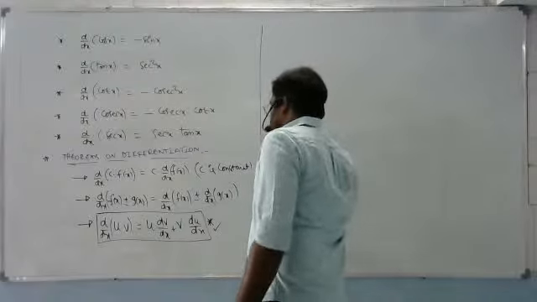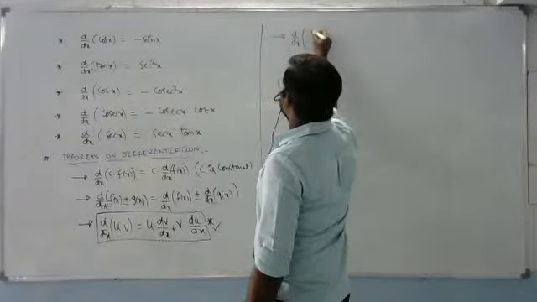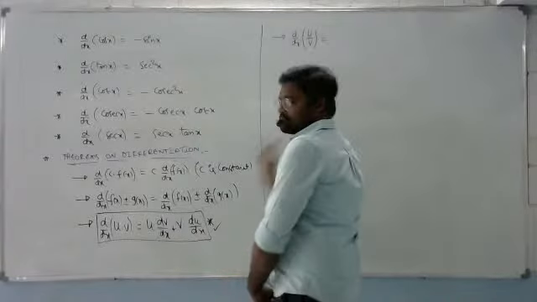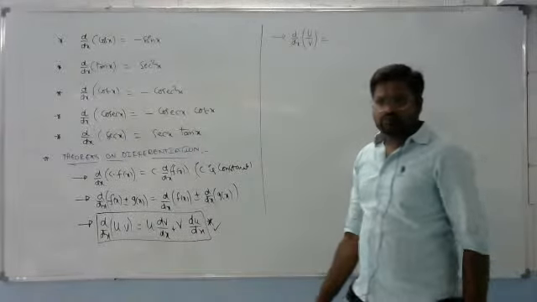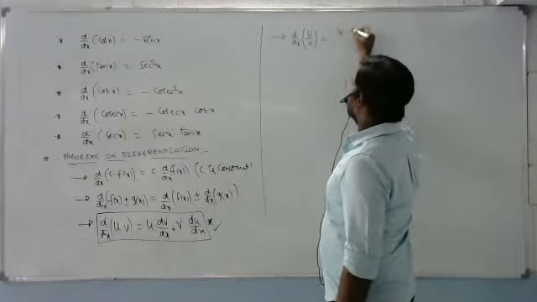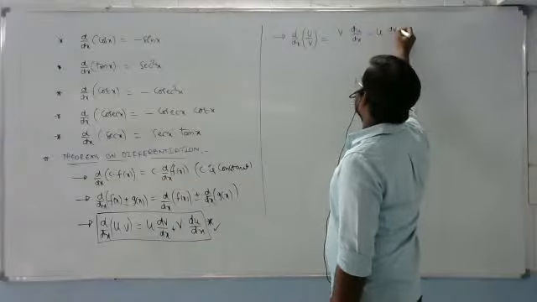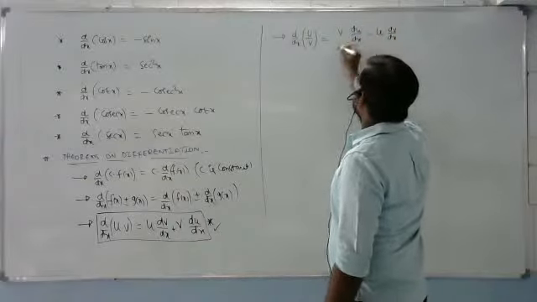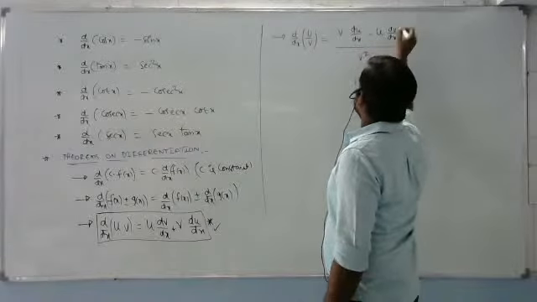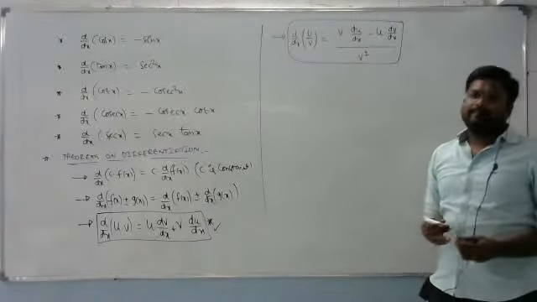And one more rule, one more theorem, d by dx of u by v. Okay. Now this is very simple. v into du by dx minus u into dv by dx, by v square. This formula is also very, very important. Okay.